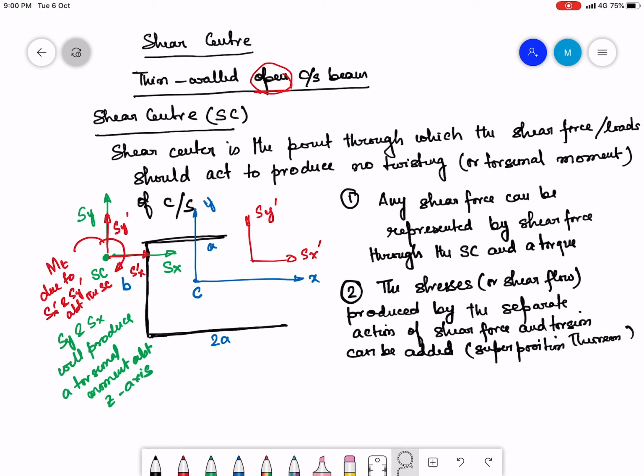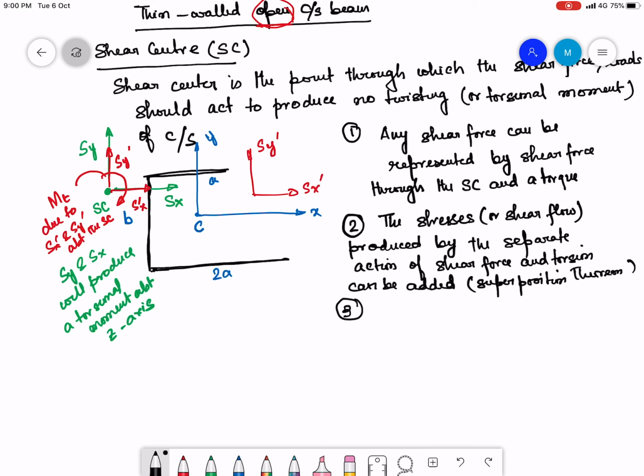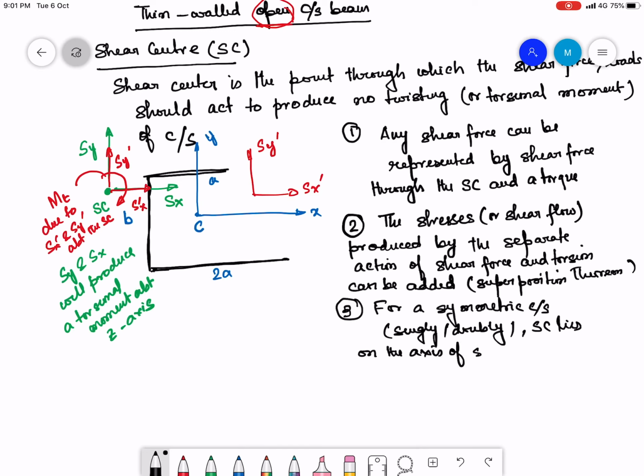And the third point about shear stress is that for a symmetric cross section, singly or doubly symmetric, the shear center lies on the axis of symmetry. Okay, so this is the theory behind the shear center.